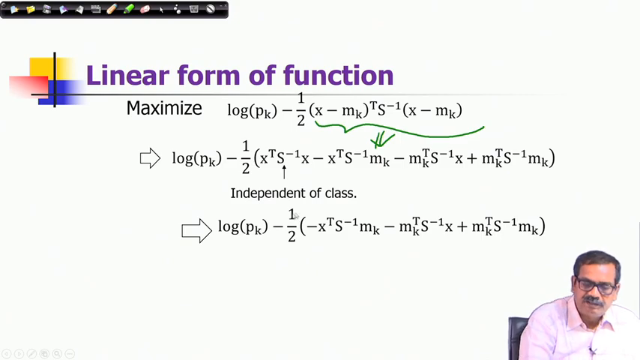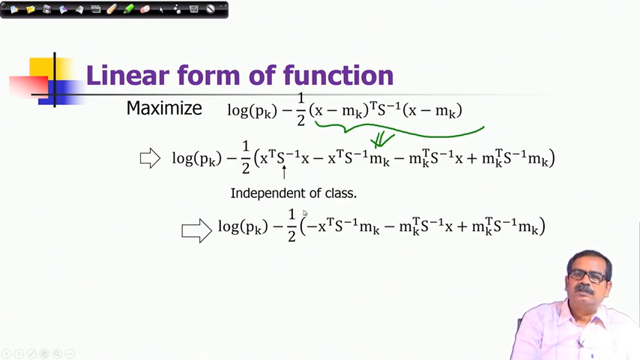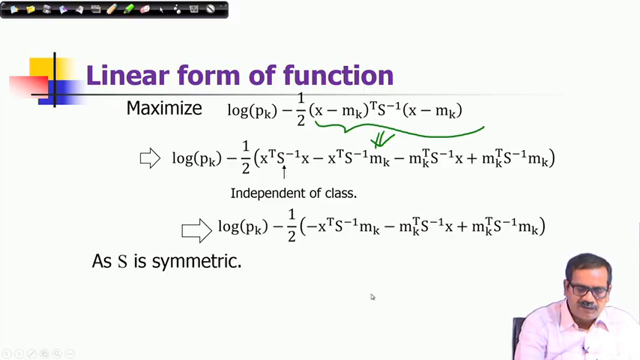And this part is independent of class, because the covariance matrix is the same for all the classes, and given the data x, this is independent of class. Once again we can ignore this for comparison. That is why in this step we are not having this particular term.